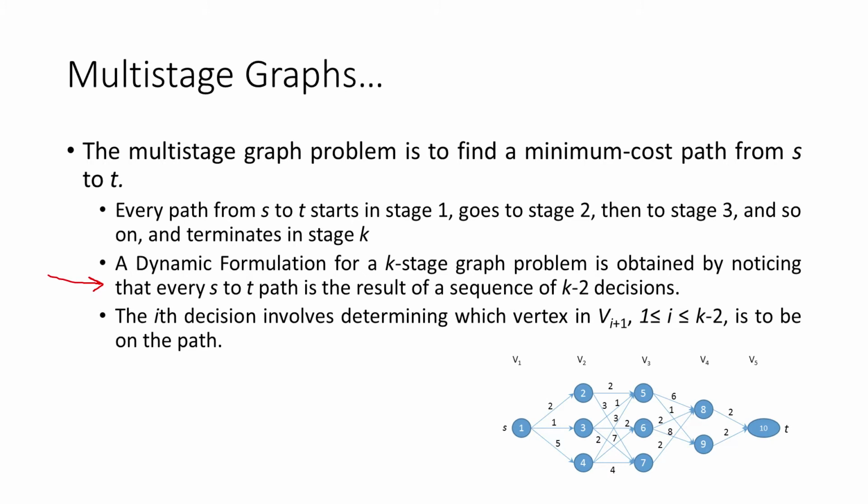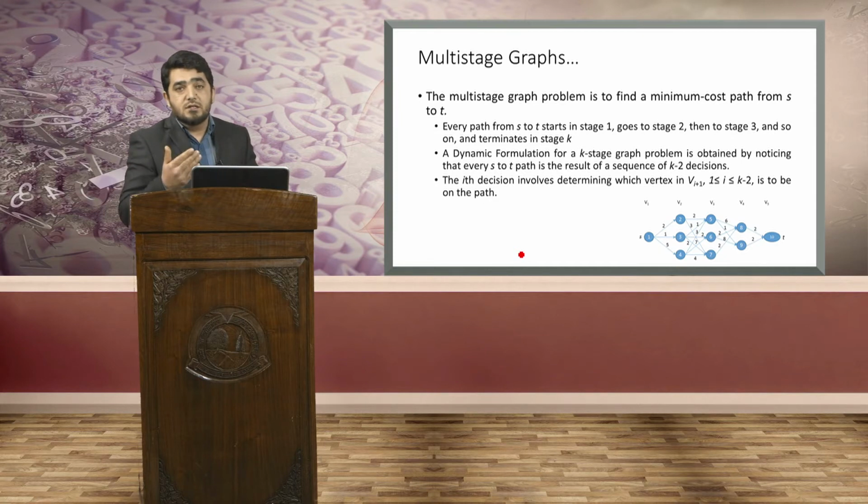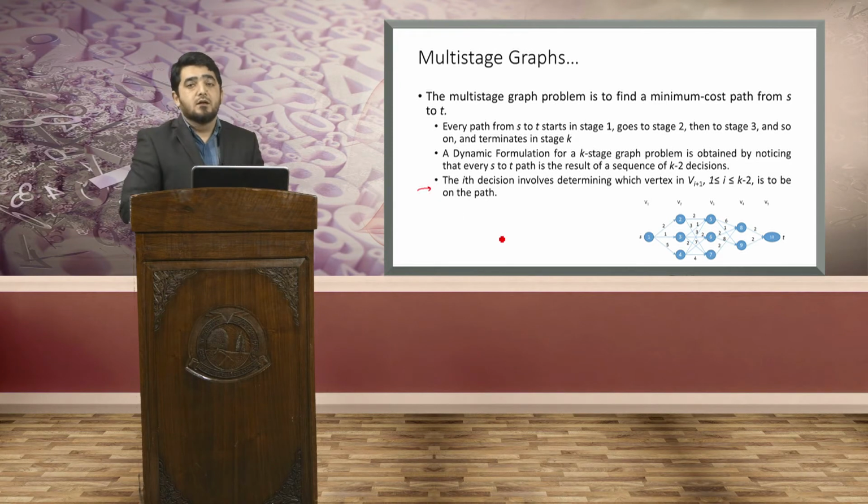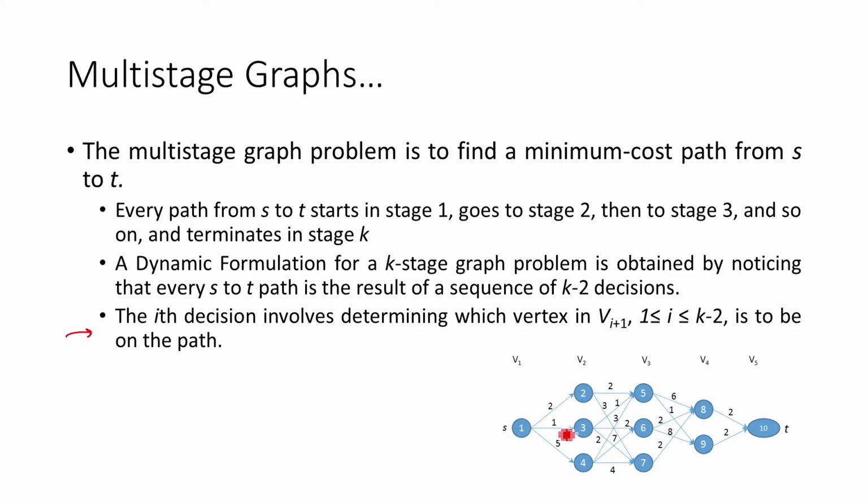Now the ith decision, or when we are at stage number i, involves determining which vertex in the next stage, the i+1th stage, where i ranges from 1 to k-2, is to be on the path. In our example, as I said, suppose we are at stage number 1 and we have chosen node number 1. Which particular node in the next stage has to be chosen such that the path we select has the minimum cost? And these decisions have to be made only for k-2 stages.